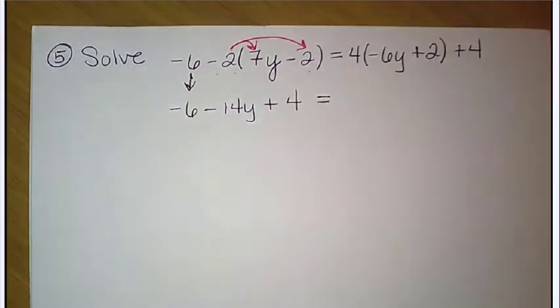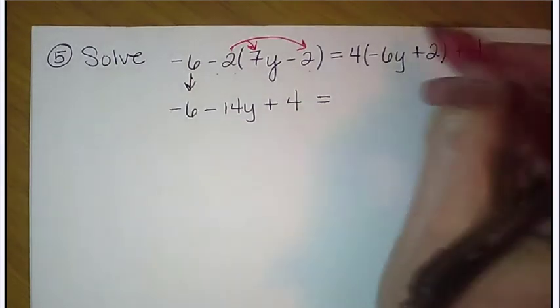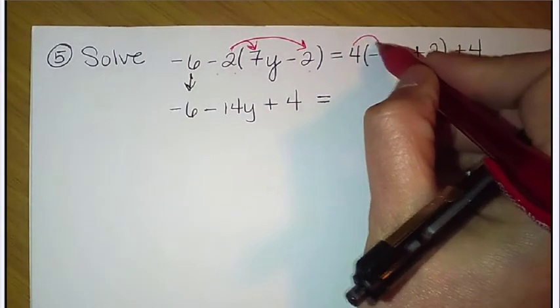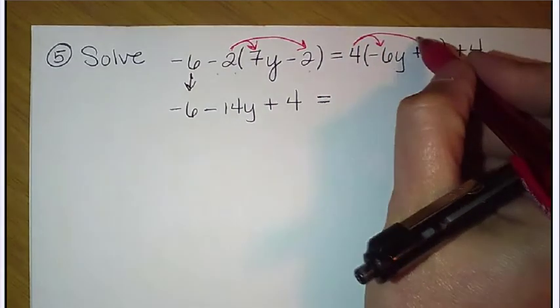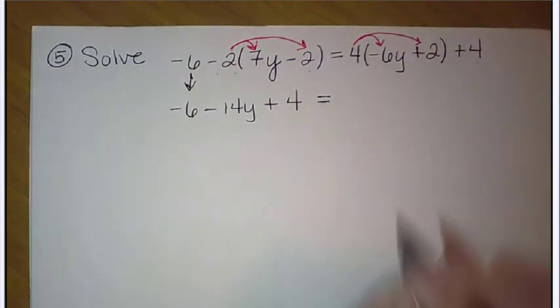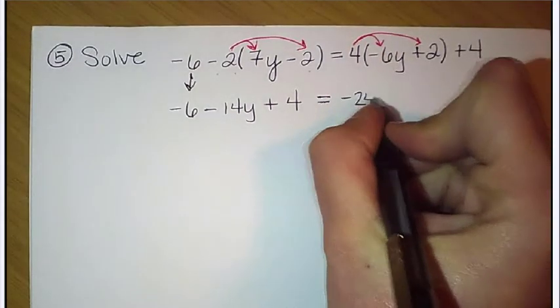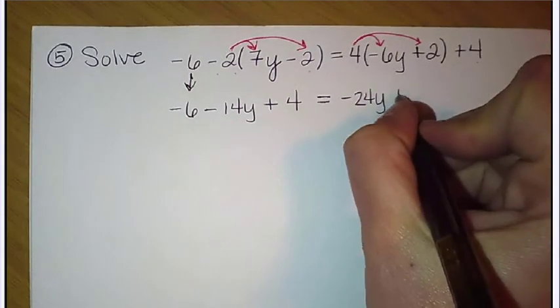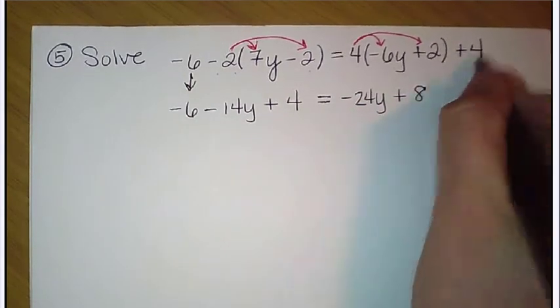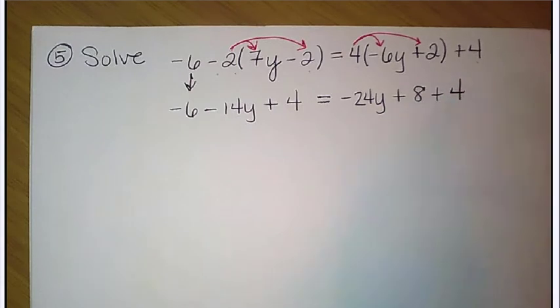And we're going to do the same thing over here on the right-hand side. We're going to distribute negative 6 times 4 and positive 2 times 4. So that's going to give us negative 24y plus 8, and then the 4 is just going to drop down like it is, plus 4. It's not inside my parentheses, so it doesn't get my multiplication.